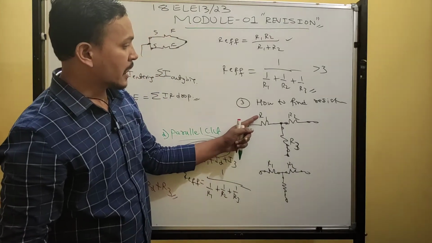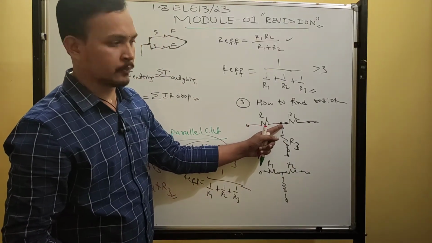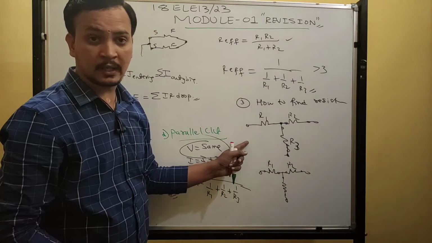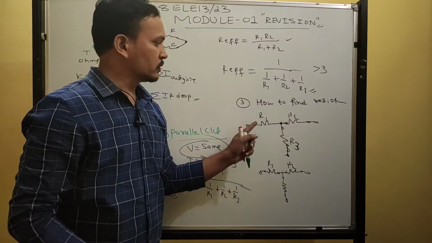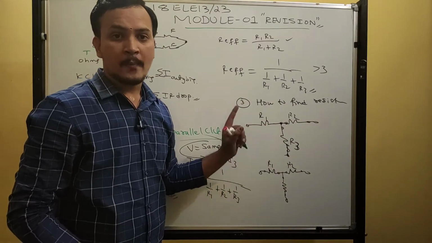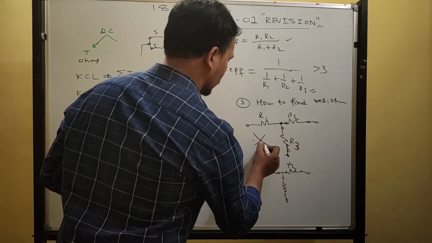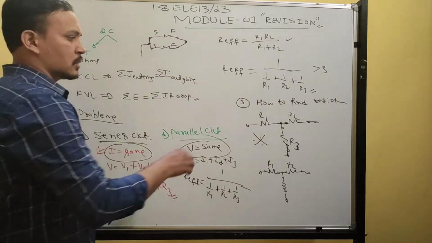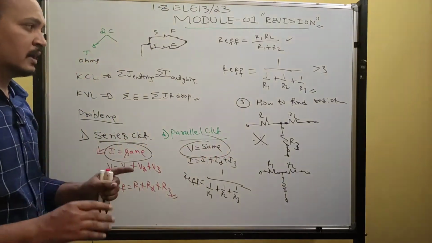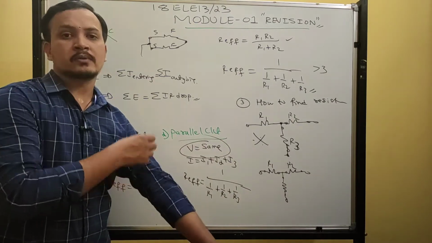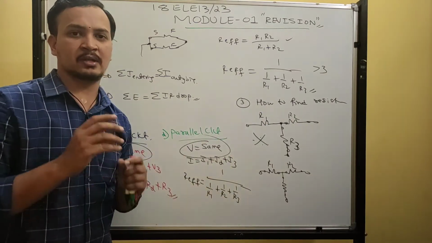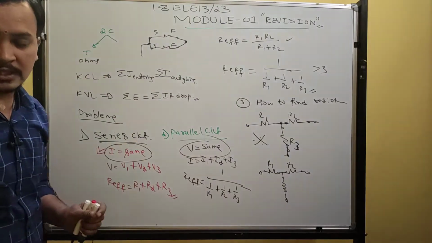Then similarly, R1 and R3: the finishing end is connected to one common point, but the starting ends of these two resistors are not connected anywhere. So you cannot make a parallel combination in any of these combinations. So this network is neither series nor parallel. Remember this concept. You apply this concept while finding effective resistance for the given circuit. All the problems will start from this topic, effective resistance. Later you apply all these concepts.